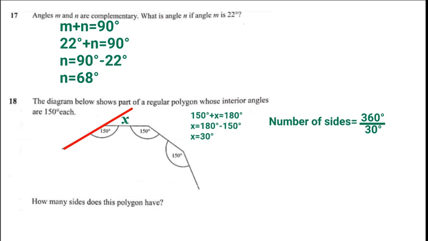The number of angles is equal to the number of what? Sides. So if we find the number of angles, that means we have found even the number of sides. So we're going to divide 360 by 30, which should give us 12, and this will be 12 sides. So this regular polygon has got 12 sides.